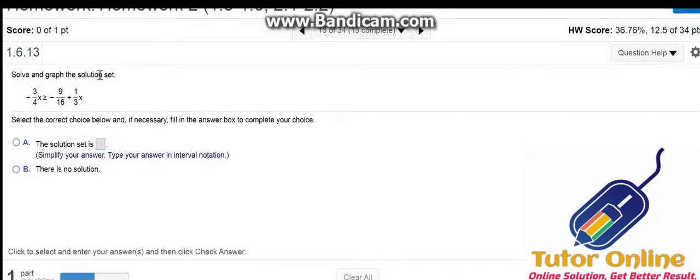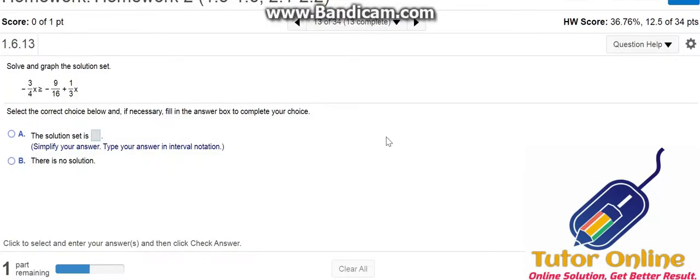So our next question is somehow difficult. Solve and graph the solution set. Hello guys, how are you? So it's Pearson Mastering MyMathLab College Algebra. Now my question is solve and graph the solution set: minus 3/4 x is greater than or equal to minus 9/16 plus 1/3 x.